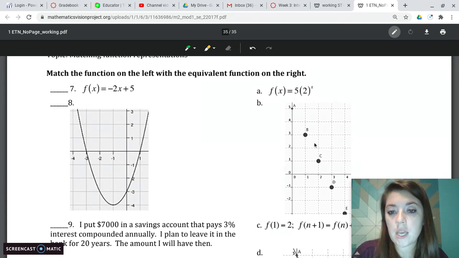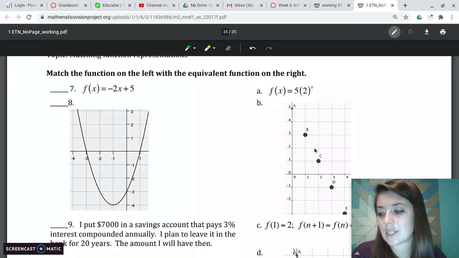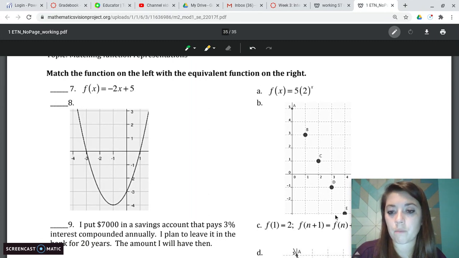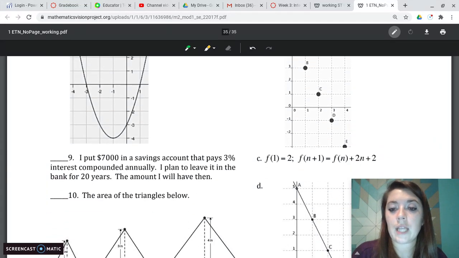The next one, B, is linear. These would all form a line. We are going down 2 and over 1, down 2 over 1, down 2 over 1. And if we went back up, we would have a y-intercept of 5. But when we have an explicit equation, it's going to be an actual solid line, not just the points. When we use the recursive equation, that's when it's just the points and it's a sequence, versus when we use the explicit equation, then it's going to be an actual line.